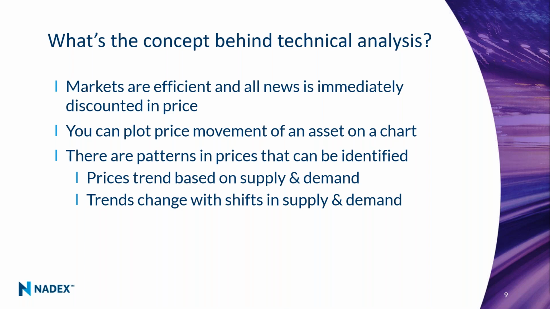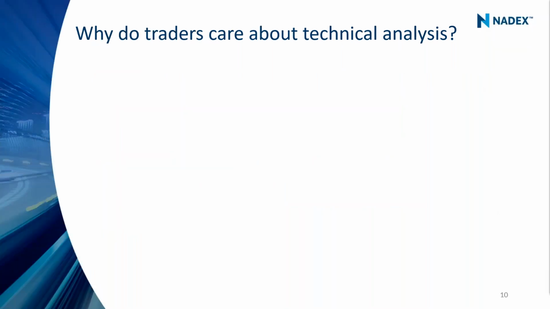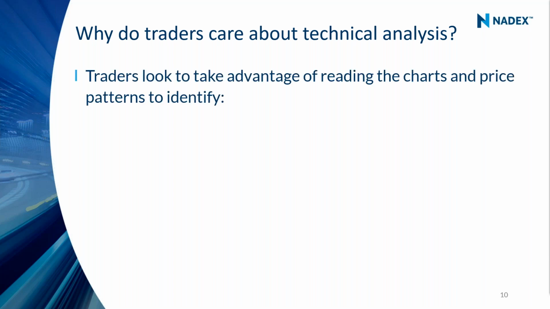So you would get these price movements in an asset, and they would trend based on supply and demand, and you would see repeatable patterns. And if you could see and identify these patterns, then you might be able to do some analysis on where you think the price of an asset might go. So this is why traders care about technical analysis. If you've got a chart based on supply and demand and markets are efficient, you could take advantage of reading charts and price patterns.